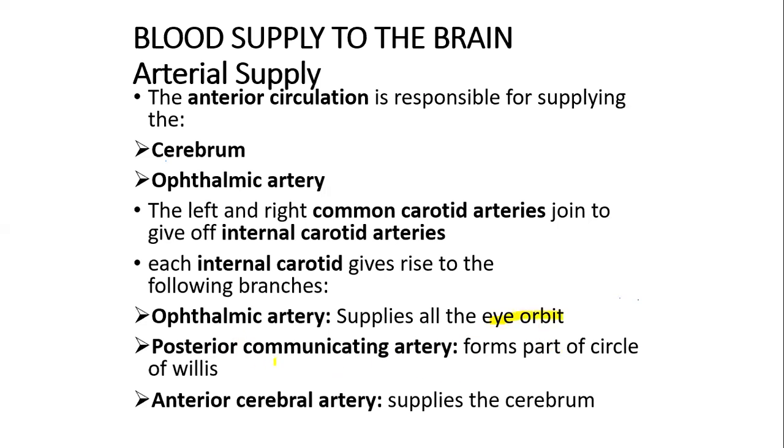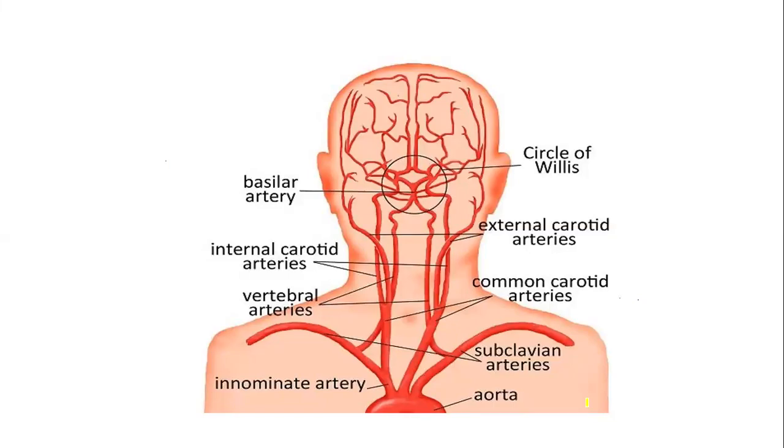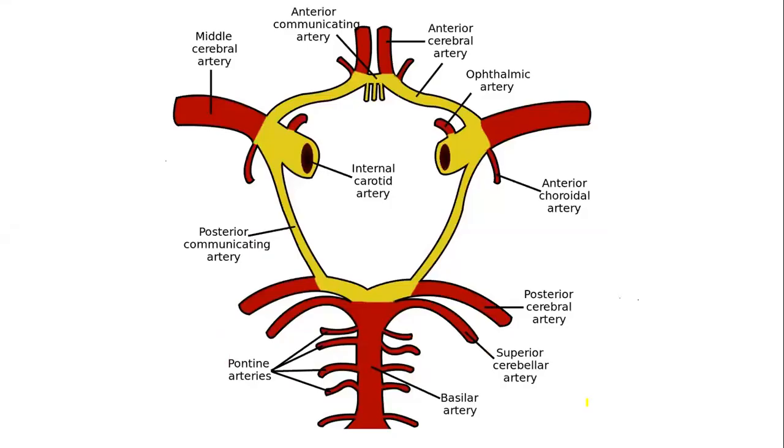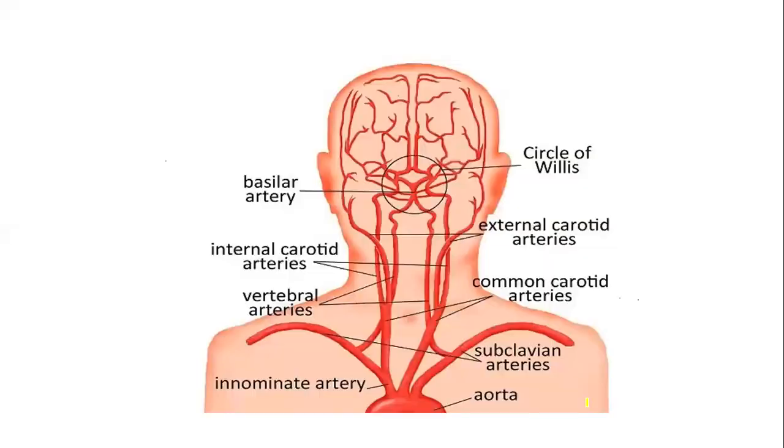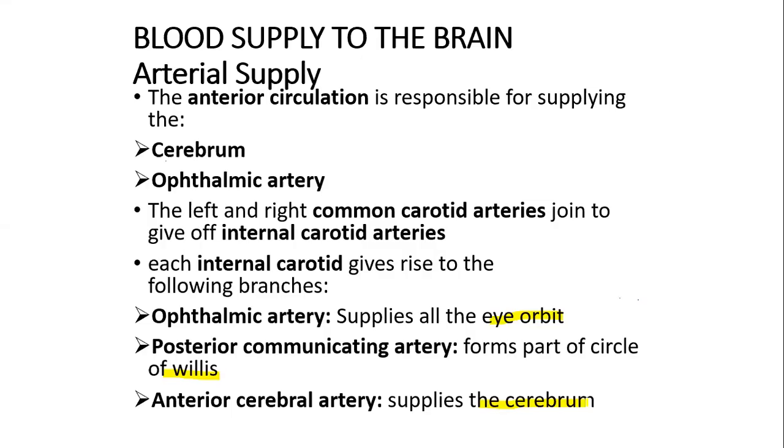Then the posterior communicating artery forms part of the circle of Willis. Then the anterior cerebral artery supplies the cerebrum. Then the posterior, the back, forms part of the circle of Willis. Then the ophthalmic supplies the eye orbit. As you can see here, this is the circle of Willis. The posterior ones form the circle of Willis. The anterior ones supply the ophthalmic, which is the eye orbit. That is the ophthalmic artery.